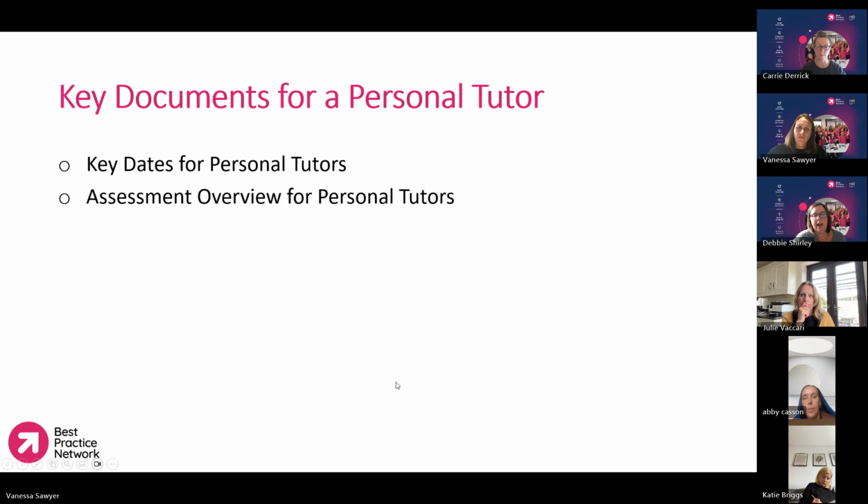So as Vanessa has already mentioned some key documents, two on the shared drive are really important for you to look out for. There is a key dates for personal tutors document that talks over a couple of pages and gives you every date for your diary that comes from that curriculum overview, and there's an assessment overview for personal tutors as well. So again, you can see when the deadlines are for your comments on Mosaic activities that the student teacher has completed. So two key documents there for you to look out for on the shared drive.